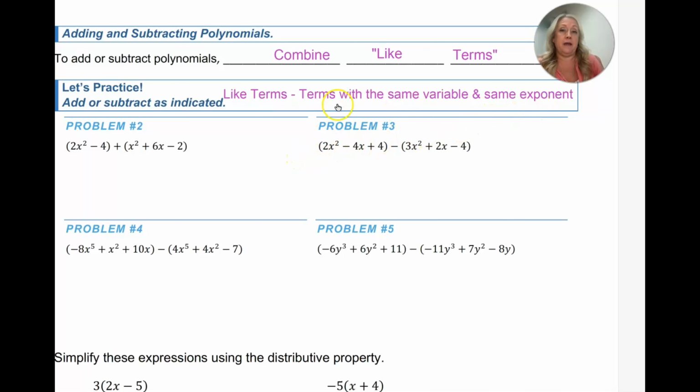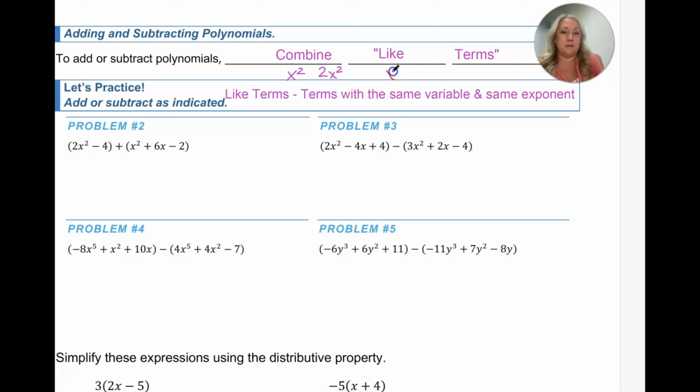So if we had something like x squared and 2x squared, those would be like terms. But if I had something like x squared and 2x, those are not like terms. Although they have the same variable, they don't have the same exponent on the variable. The exponent on this one would just be to the first power. So those are not like terms.